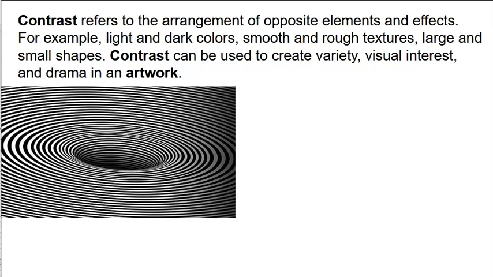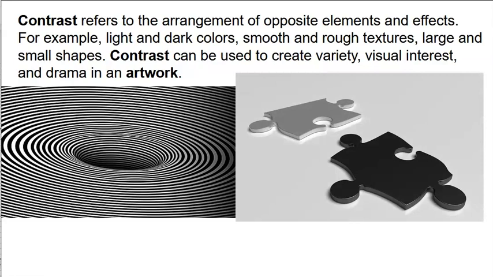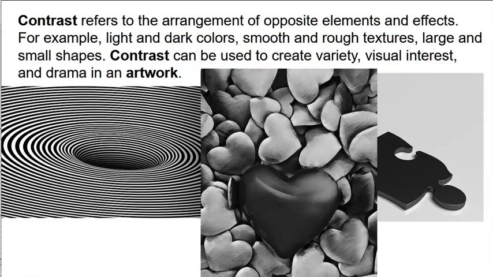The contrast in the lights and darks lets you see the direction of these lines. Contrast of these puzzle pieces are again lights and darks. This one contrasts the values, the lights and darks, but also contrasts the size. That's why that one heart stands out amongst all the other little hearts.